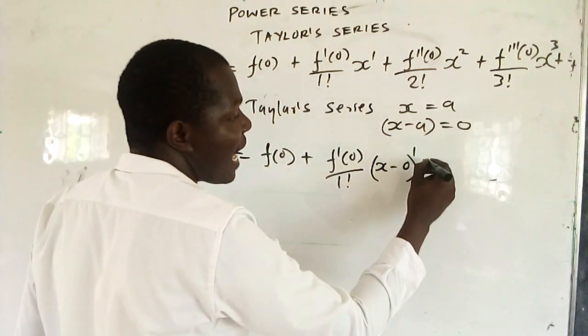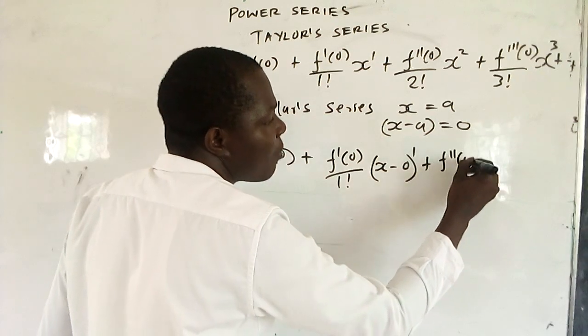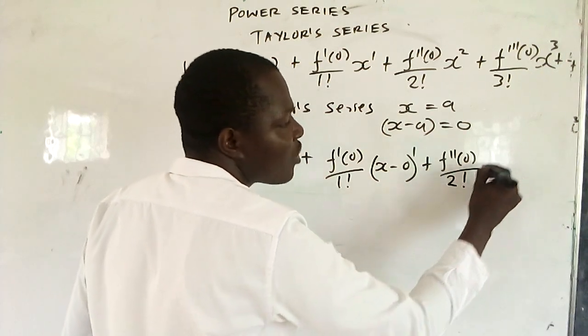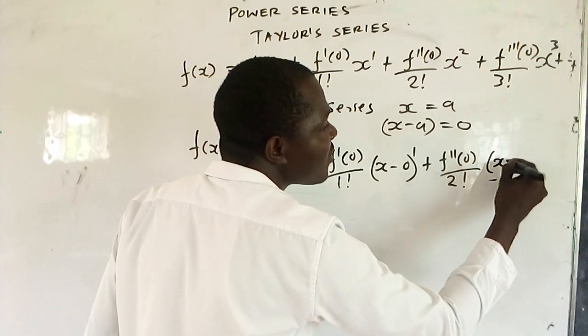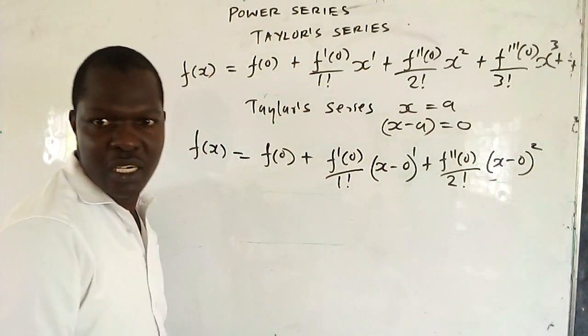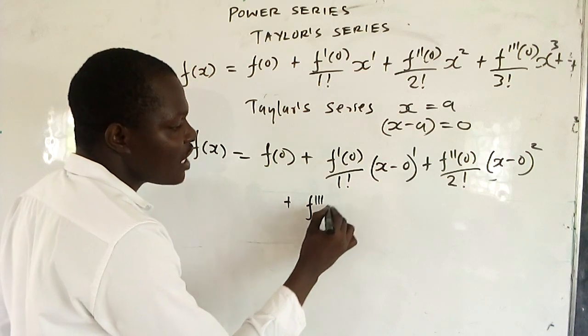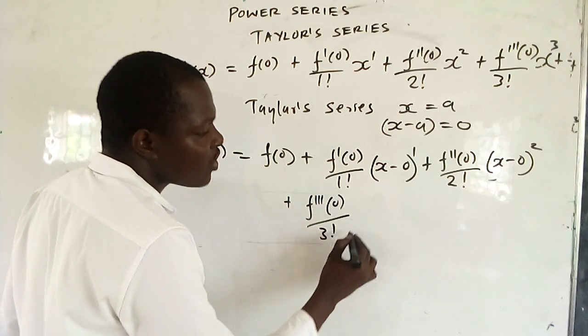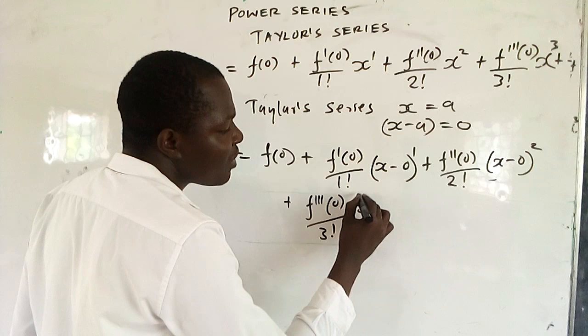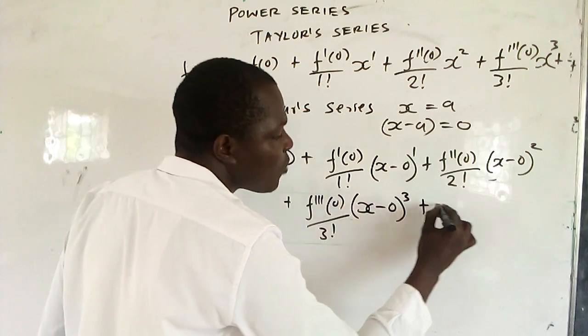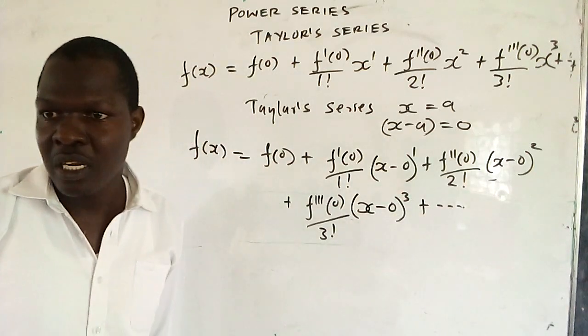Then you go on plus the next one. If you have f double prime of 0, it means it is over 2 factorial. Then this x squared is the same as x minus 0 squared, isn't it? Yeah. Are we together? Then it is plus. If you differentiate it 3 times, it means you have 3 factorial. Then your x is raised to power 3. x cubed is the same as x minus 0 raised to power 3 in that order, isn't it?